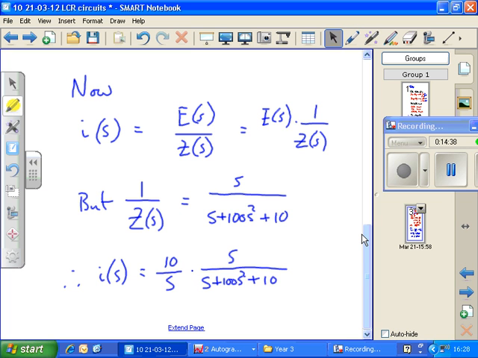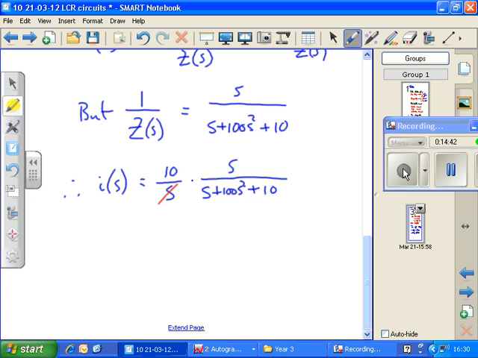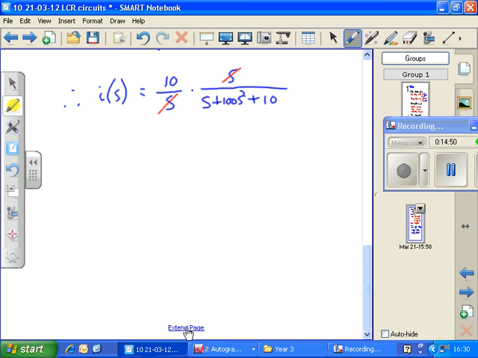Look, they cancel, okay? So I s equals 10 over 100s squared plus s plus 10.